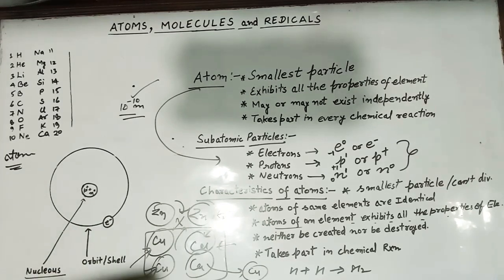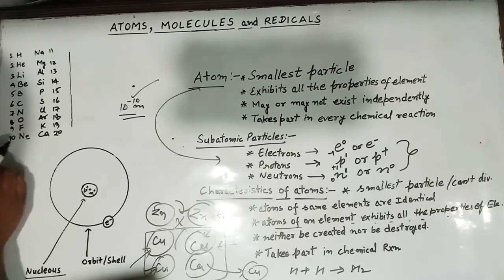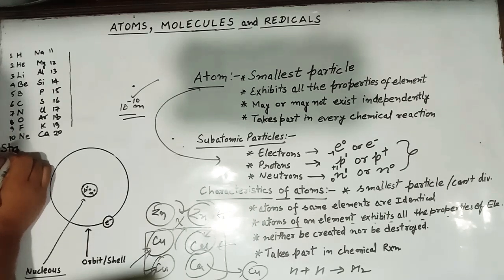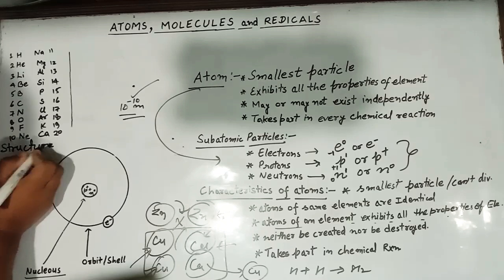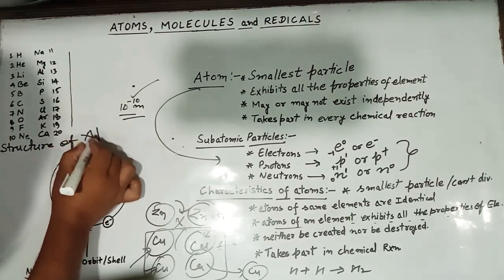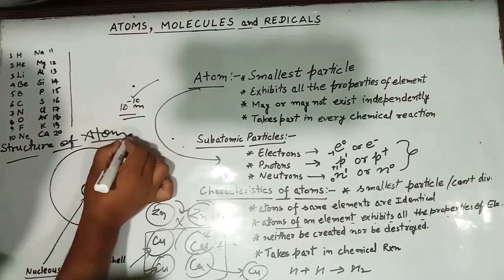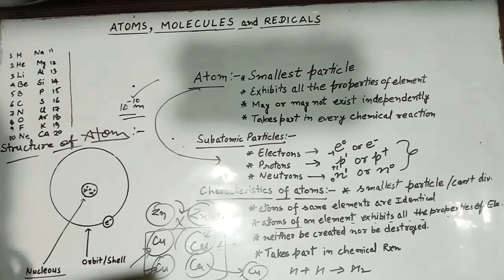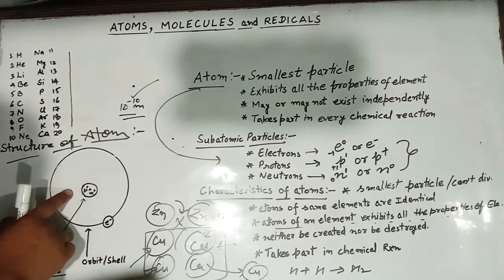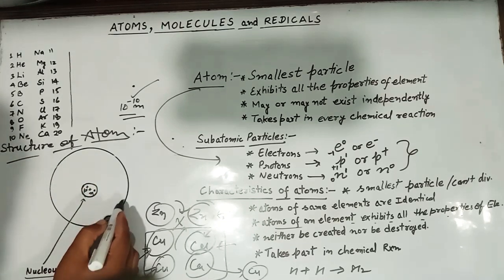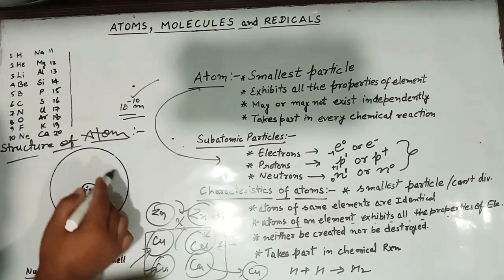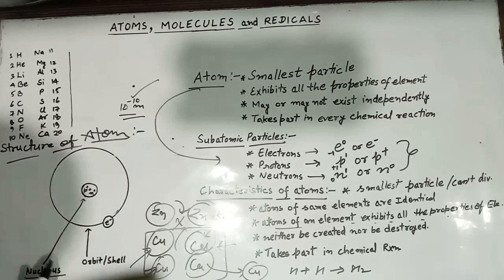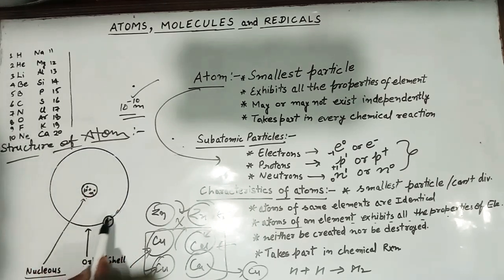So now we will discuss the structure of atom. See how it looks. Structure of atom. So it looks like this. See, this is the structure of an atom, in which you can see the nucleus at the center, and the orbit or shell, this one, which is an imaginary path in which electrons revolve. So this is our nucleus, and this is our orbit, this round shaped path.